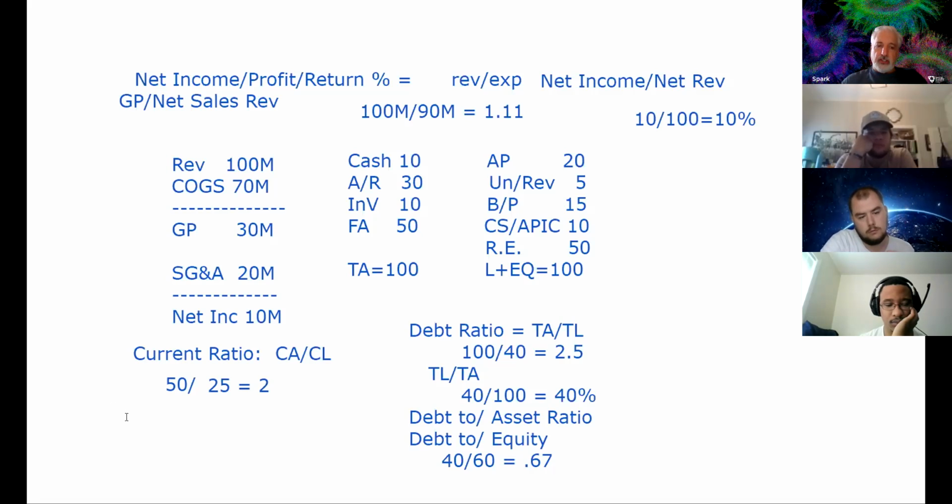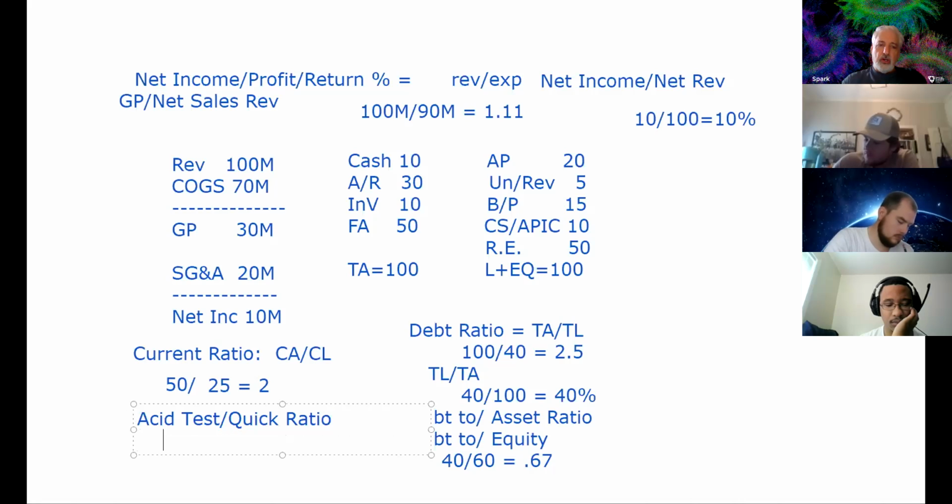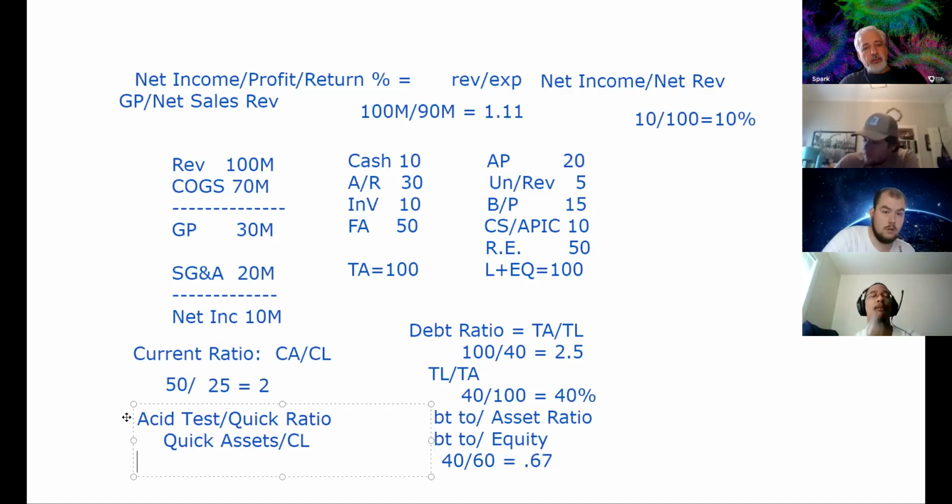Now the acid test is very similar, but it's going to be a smaller number. Acid test, also known as the quick ratio. It has quick assets by current liabilities. Which of those items would not be considered quick assets?